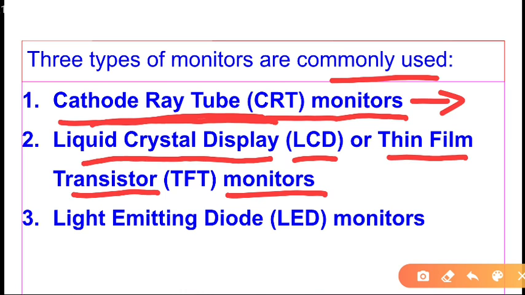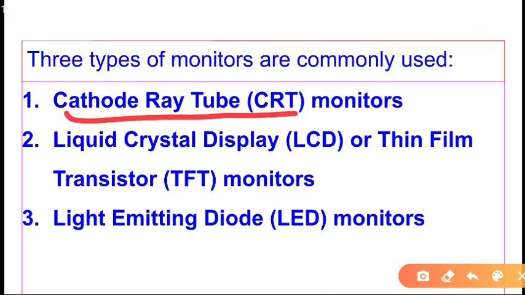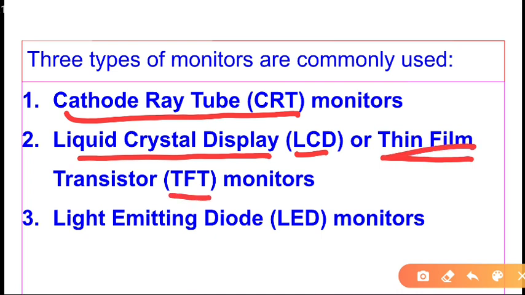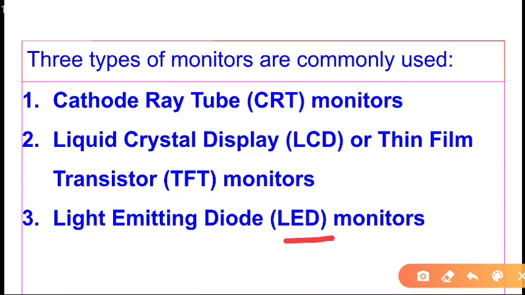So these are the short forms that you need to know, students. Now what is the full form of CRT? Cathode ray tube. Then what is the full form of LCD? It is liquid crystal display. Or what is the full form of TFT? Thin film transistor. And then there is the third type of monitors, called LED monitors. LED stands for light emitting diode.